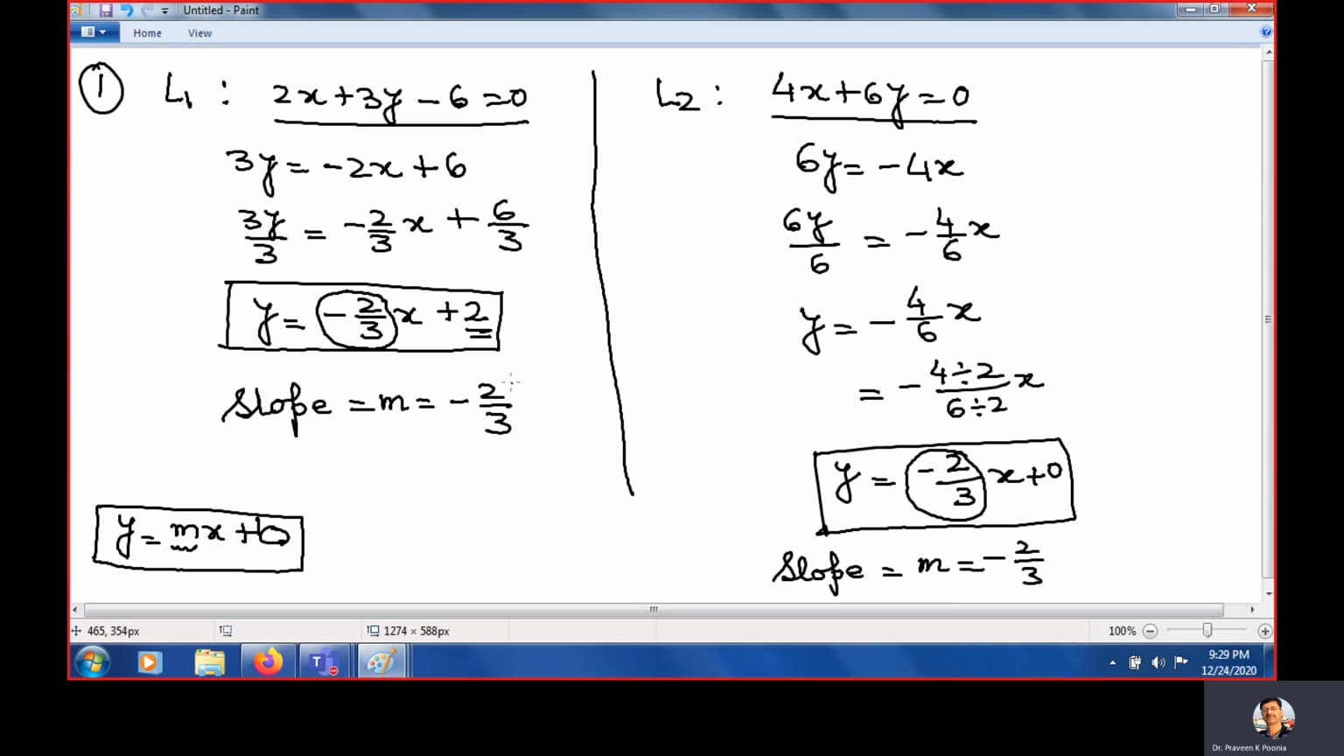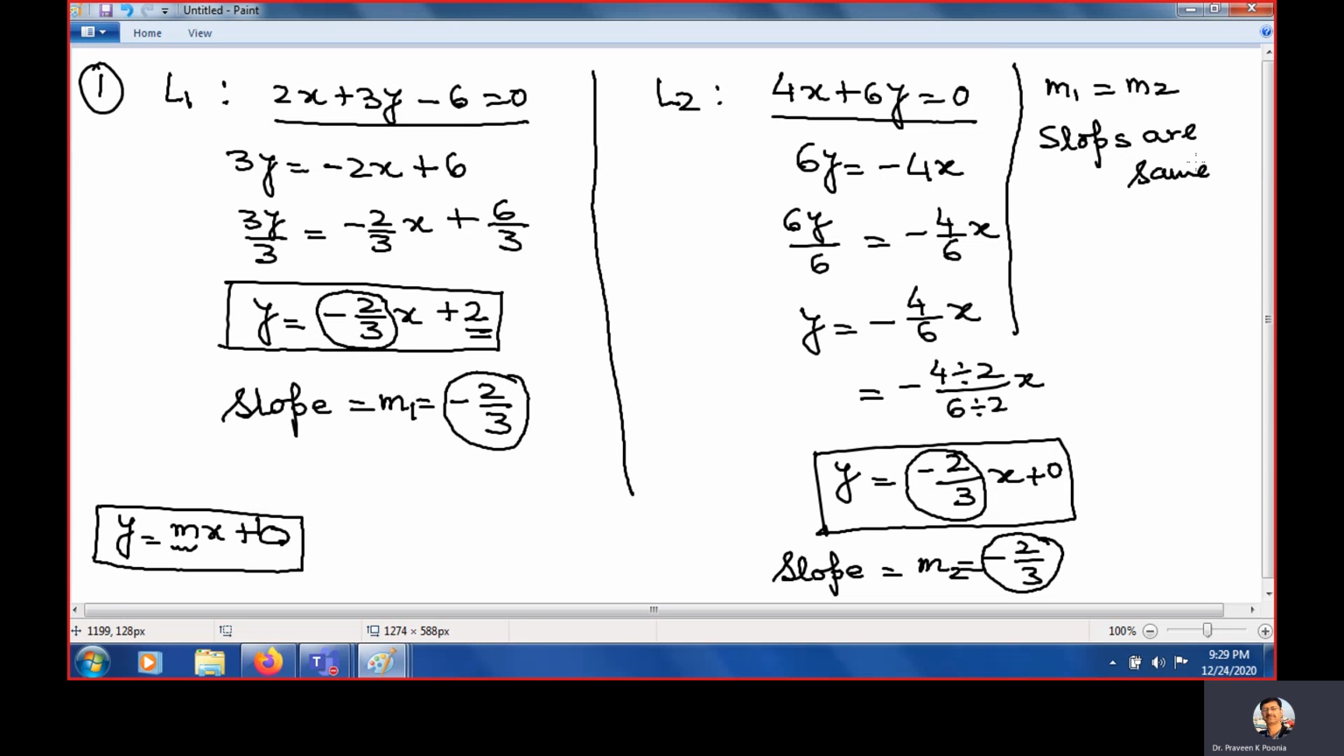As you can see, here the slope is minus 2 upon 3. Here the slope is minus 2 upon 3. If this slope is m1 and this slope is m2, then m1 is equal to m2. The slopes are the same, and if the slopes are the same, that means the lines are parallel. This is how you can prove it. Lines are parallel. So this is the way you can prove parallel lines.